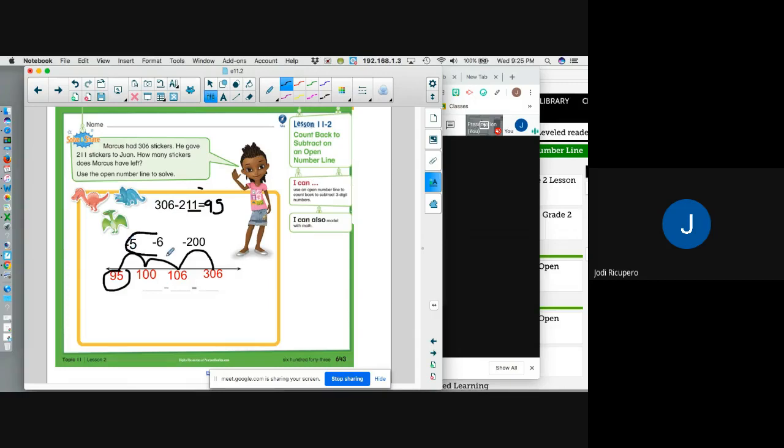And now I'm going to check that I subtracted everything I needed to. 200 plus 6 plus 5 equals 211. I'm also going to check my work. I'm taking the difference that we found and adding it to the subtrahend. 5 plus 1 is 6. 9 plus 1 is 10. 1 plus 2 is 3. So 306 matches.